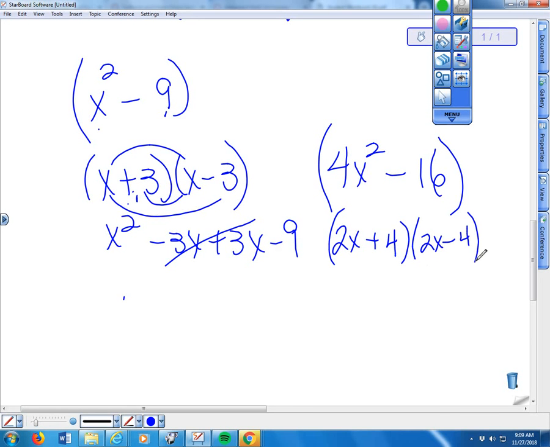Special cases. That's what this section's about. Recognizing perfect square trinomials and how to factor those back into squared binomials, and then how to factor something called a difference of squares. Because this is a difference of squares. And a difference of squares factors into 2 parentheses, same terms, one's positive, one's negative. And that's what forces the middle term to drop out.